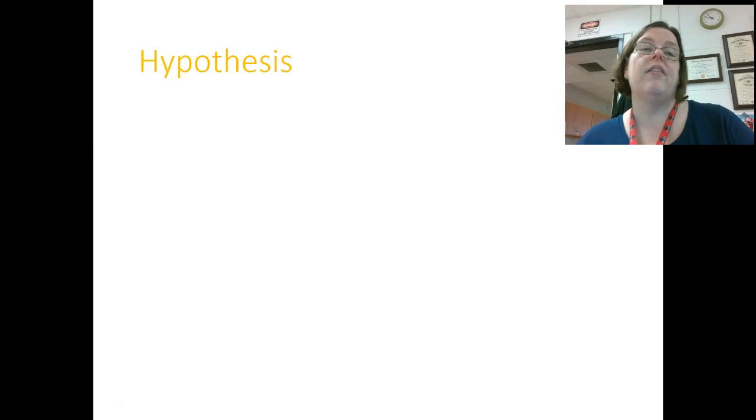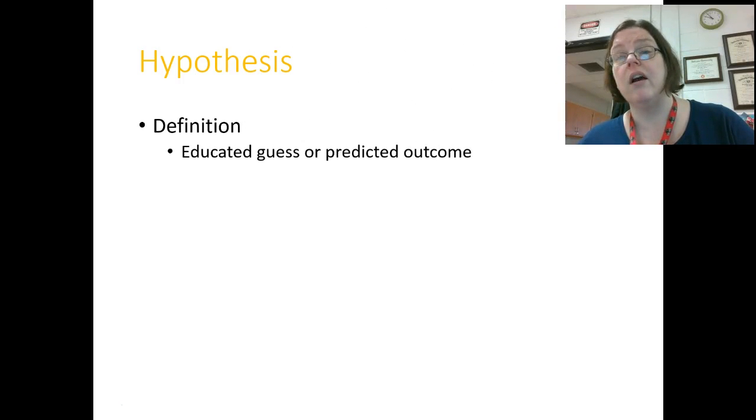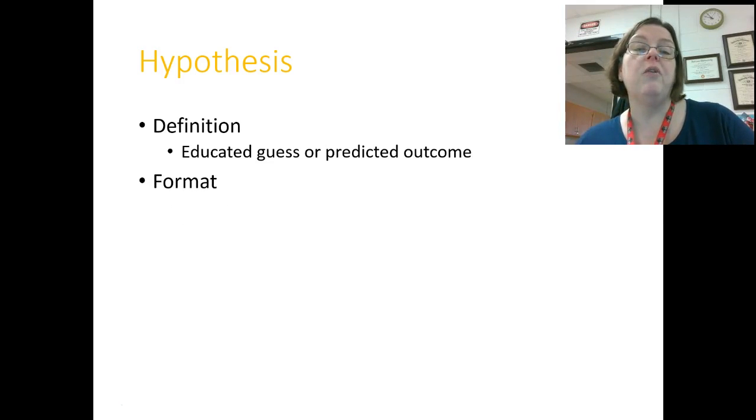So how do we put this together? Well, after we've chosen all our variables and we've defined IV, DV, and constants, we can now choose a hypothesis. A hypothesis is what we call an educated guess or prediction of an outcome. It has to be educated because we need to have done some research so that we know what's happened. So the format that we want to use is something called an if-then statement.